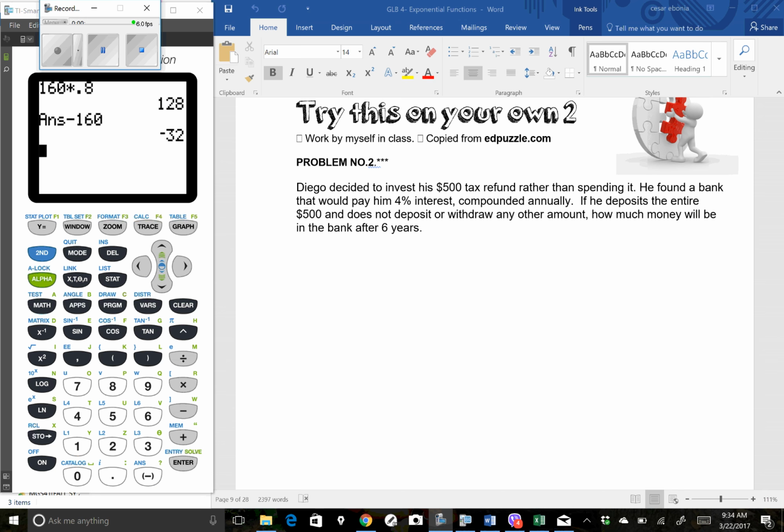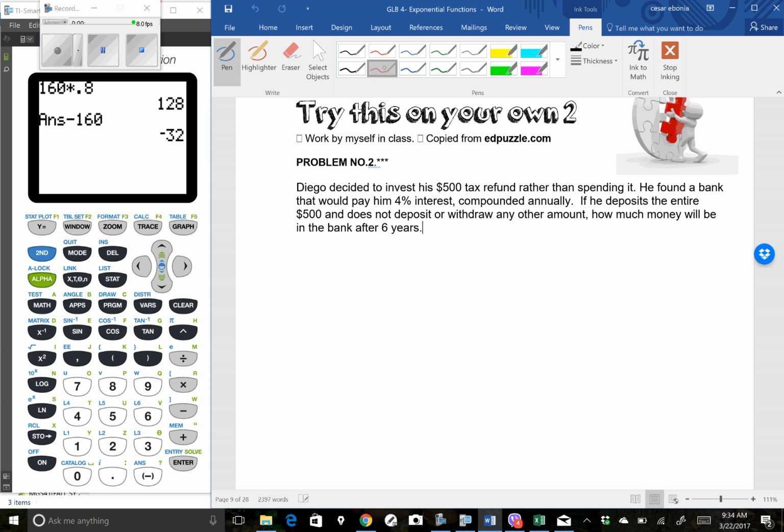Let's work now and try this on your own too. So let's use CUBE to identify important information. So Diego decided to invest. So I would underline "invest" $500 rather than the tax refund, rather than spending it.